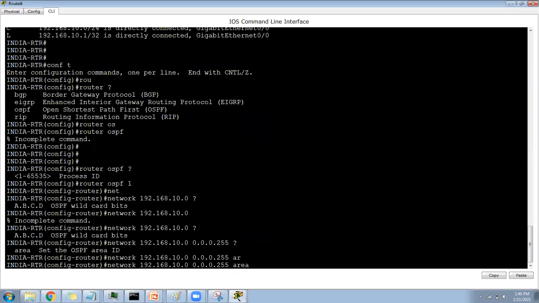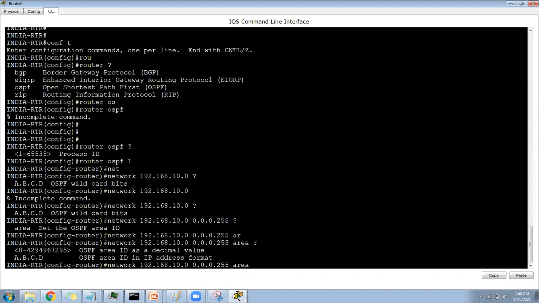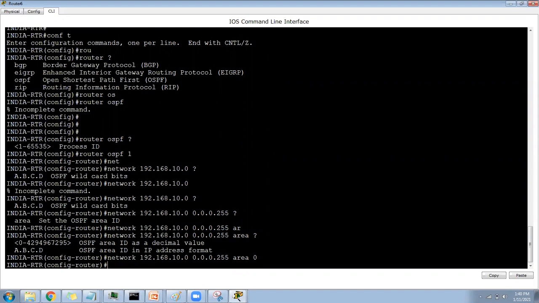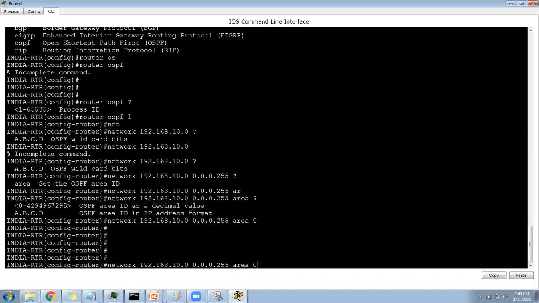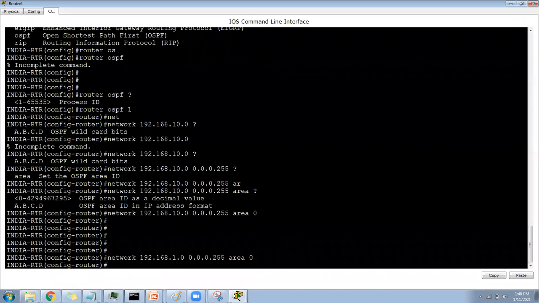Next, now see area. We need to define the area. So how many areas can we create? Can you see this many areas we can create? So I will say area 0. For now, we are creating area 0. Next, what is my other directly connected network? This is my network 1.0 with its wildcard mask and area 0. Done. So the first thing is done.